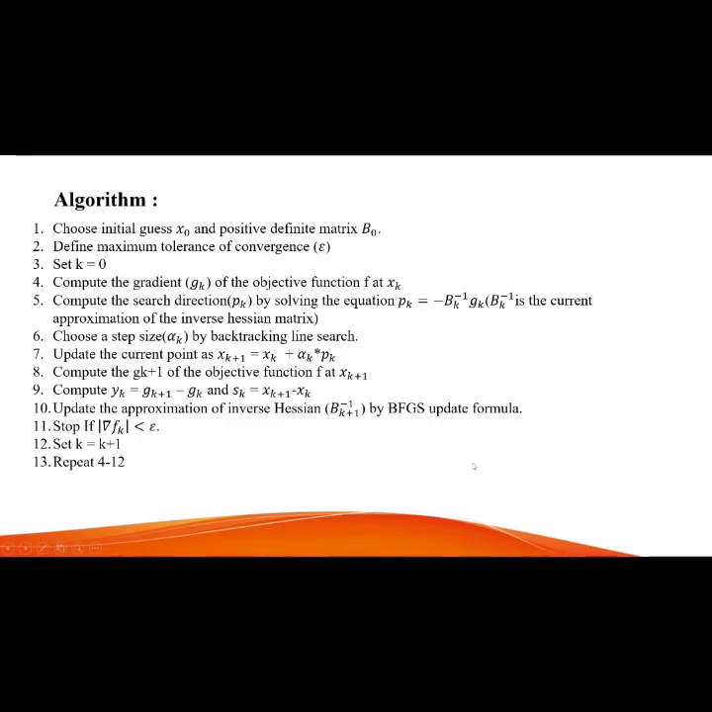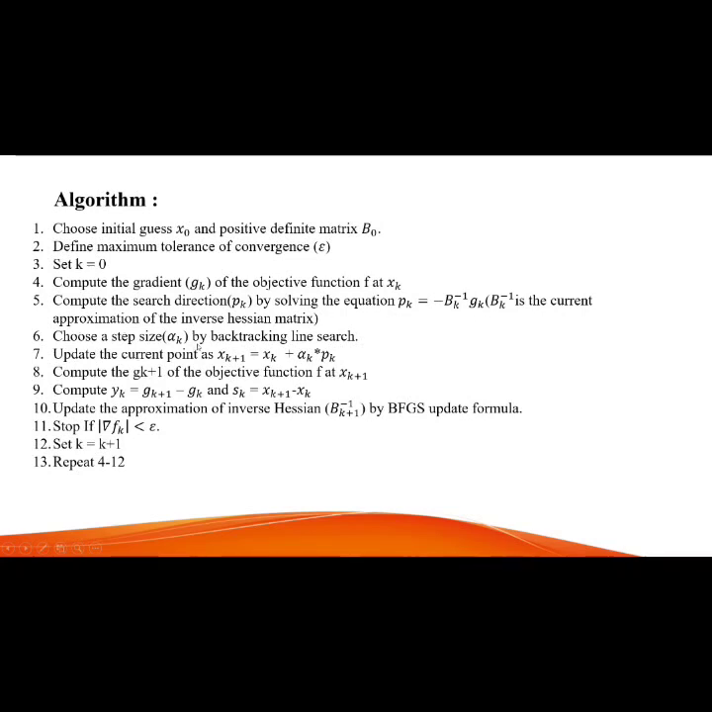This is the algorithm. First, we start at an initial guess of x0 and a positive definite matrix B0. Then define the maximum tolerance of convergence, denoted by epsilon. Then set k equal to 0. Then compute the search direction by solving the equation p_k equals minus B_k inverse g_k. If we want to find the minimum of the objective function, then p_k is equal to minus B_k inverse g_k. Otherwise, if we want to find the maximum of the function, then p_k is equal to B_k inverse g_k.